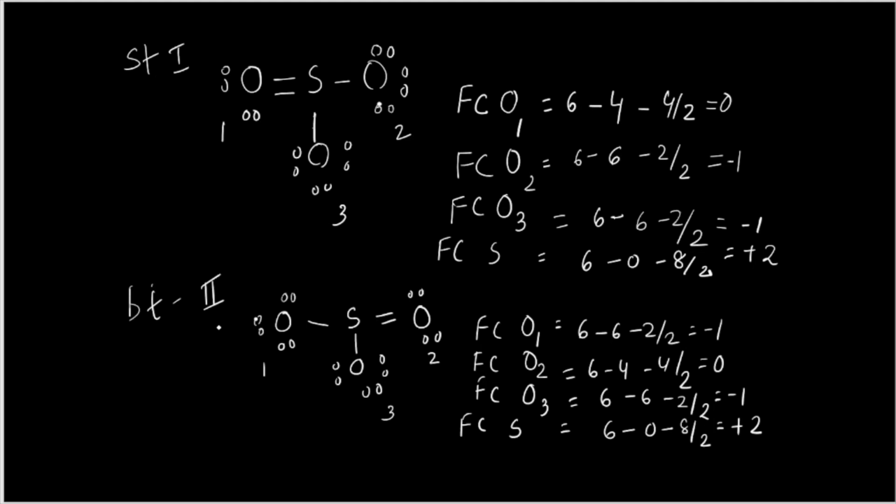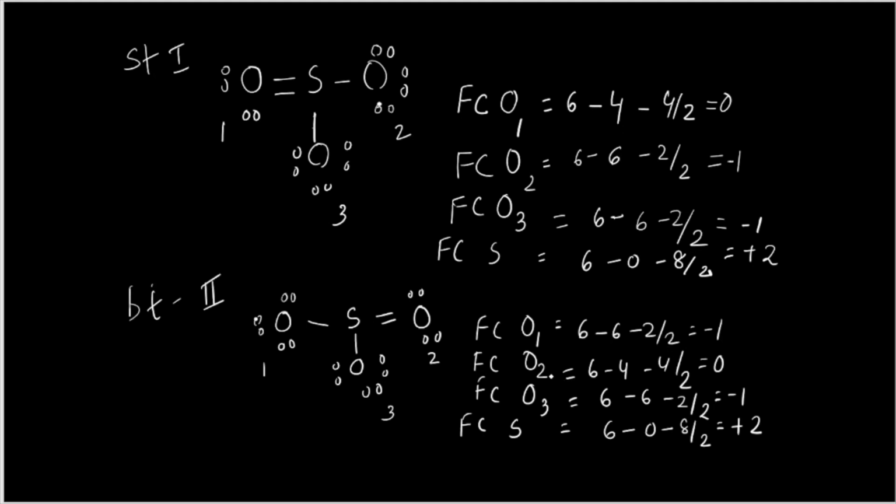Similarly, in structure 2, when the electrons move from 2 oxygens to sulfur, then just oppositely you can observe this side double bond, and in structure 2 this side should be double bond, and there is no change in oxygen 3. Here this is oxygen 3, there is no change. And here what is happening? Here the first one is minus 1, because 6 minus 6 is 0, and minus 2 by 2, that is minus 1.